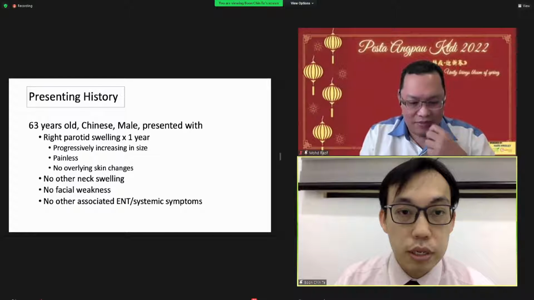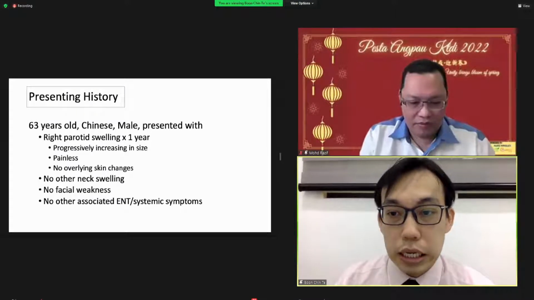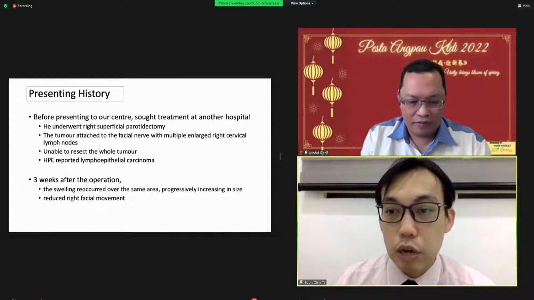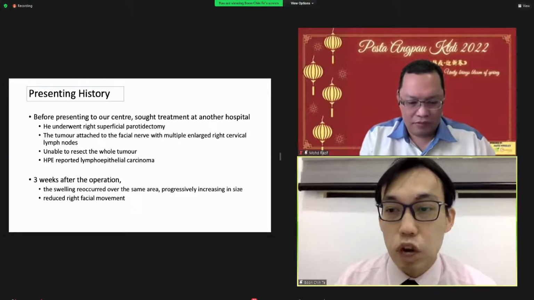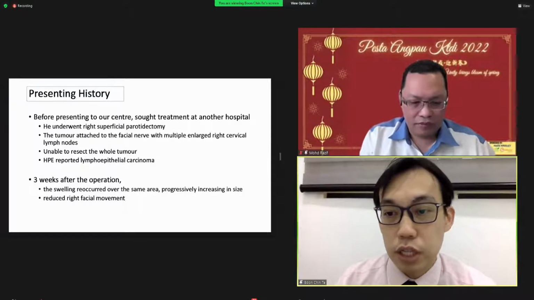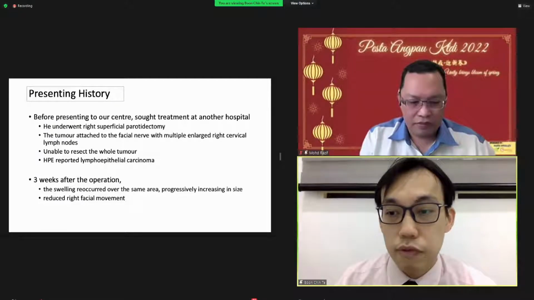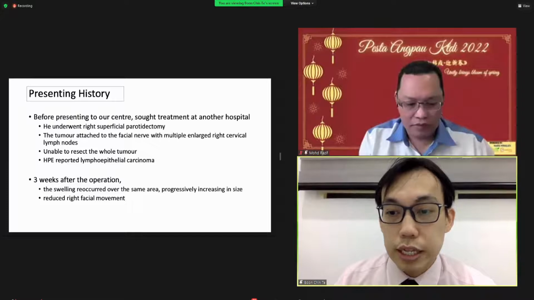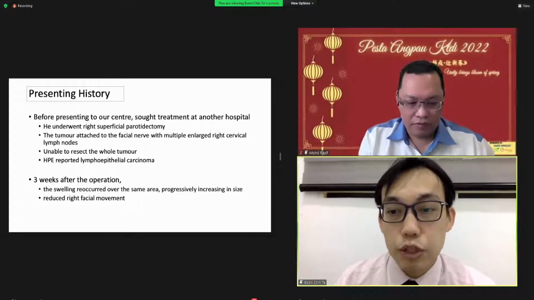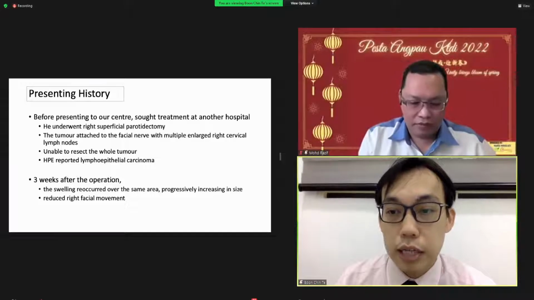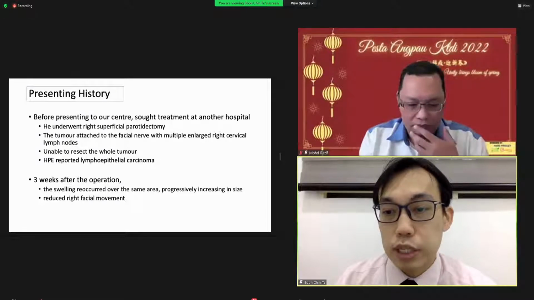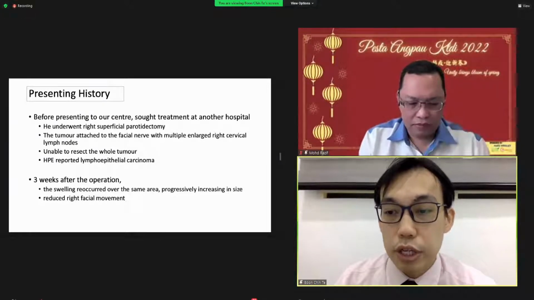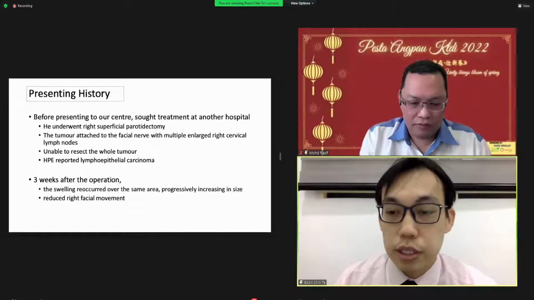Before presentation to our center, the patient had sought treatment at a private hospital. He underwent right superficial parotidectomy, but unfortunately, intraoperatively, it was found the tumor attached to the facial nerve with presence of multiple enlarged right cervical lymph nodes. The surgeon in charge at that time was unable to resect the whole tumor. The HP reported lymphoepithelial carcinoma. 3 weeks after the operation, he complained of recurrent swelling over the same side, which is progressively increasing in size. He also had reduced right facial movement over the angle of the mouth with asymmetry during smiling.